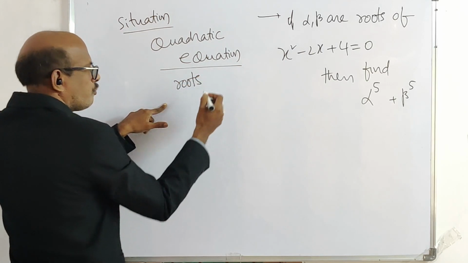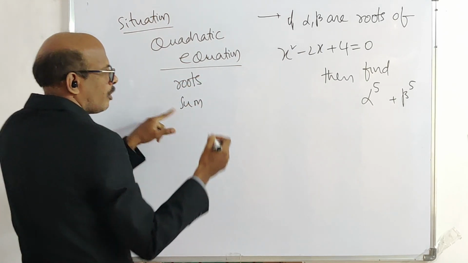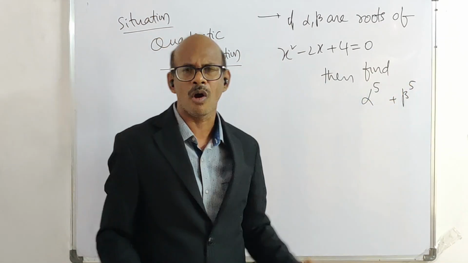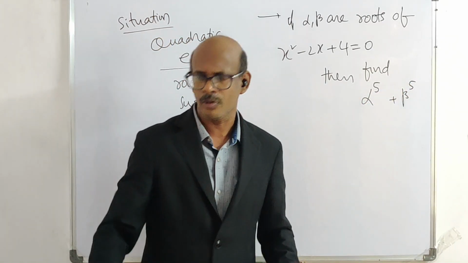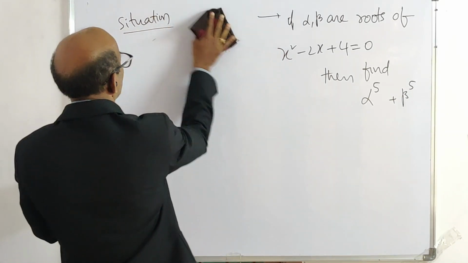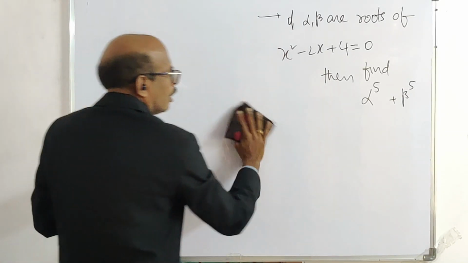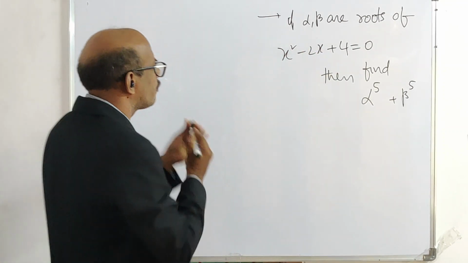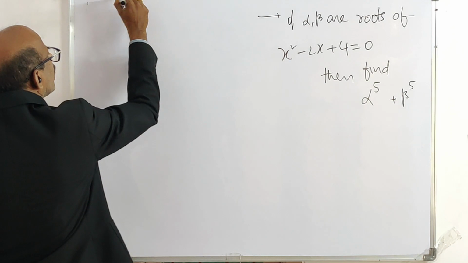Link with the roots in finding the sum of some assigned powers of roots, alpha power 5 plus beta power 5, or alpha power 10 plus beta power 10, whatever it may be. If you know alpha and beta, everything will be simple. I think you got my point. Concentrate here. This question is also linked with omega only, right?